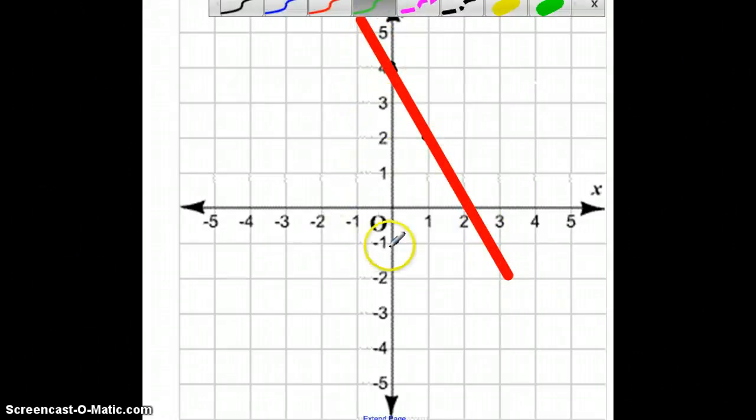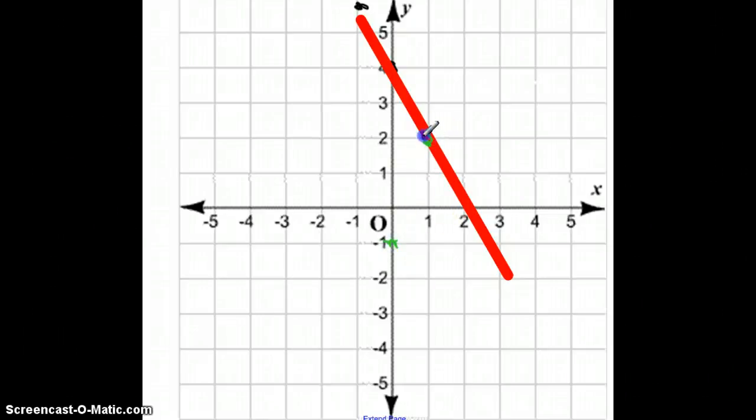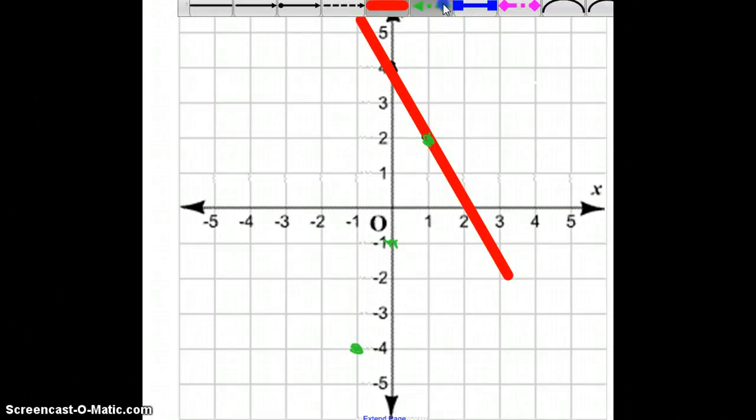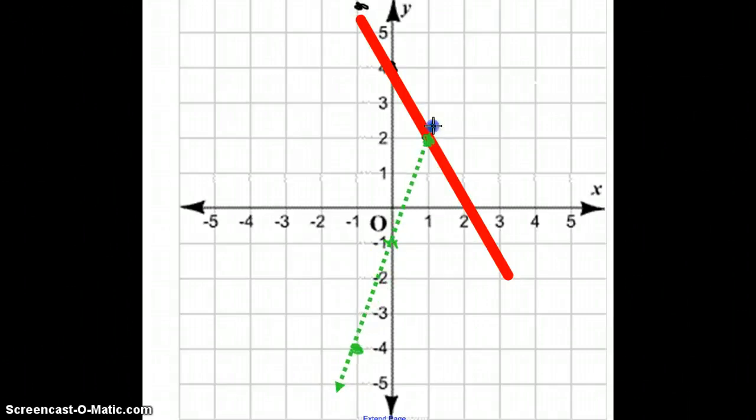Let's plug in our other points. So 0, -1, 1, 2, -1, -4. And we'll stay with our green motif here. Pretty good. I got it through all three there. That one's got arrows on the end of it. My red line does not have arrows on the end of it, so I'll put some arrows on the end of that one for you guys.